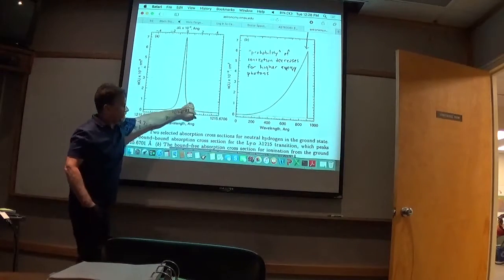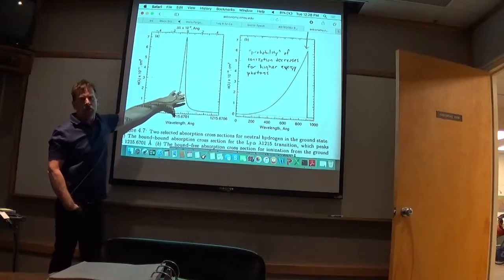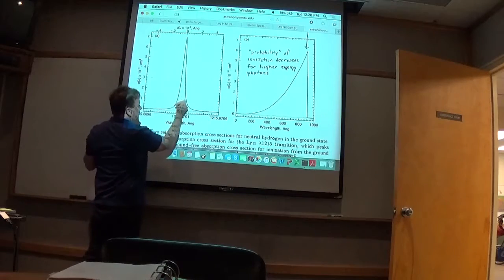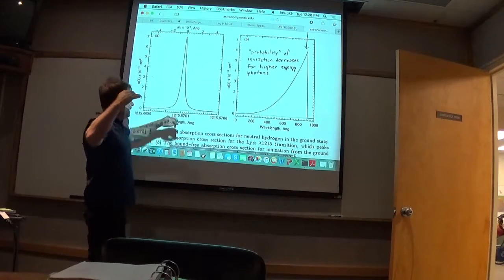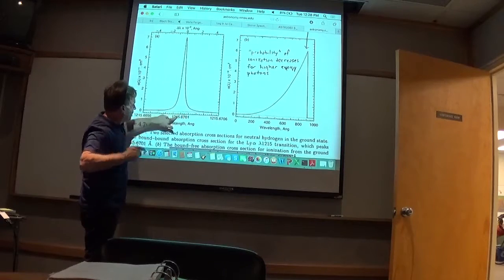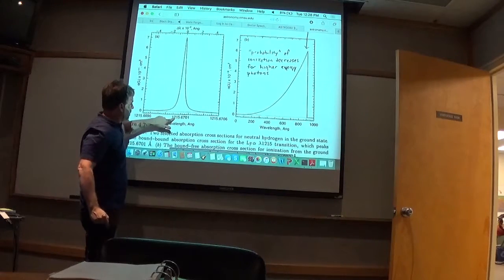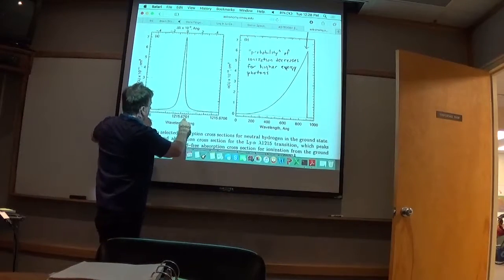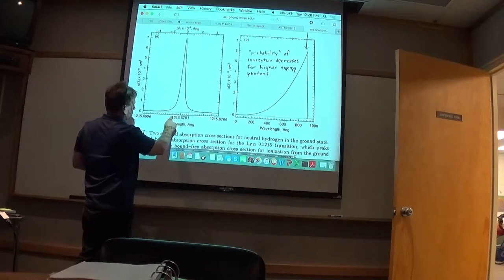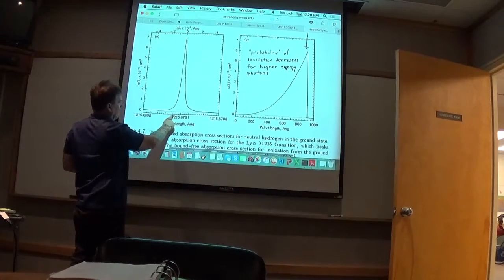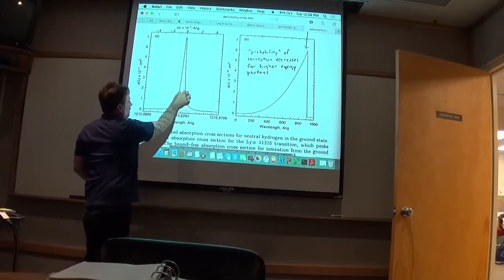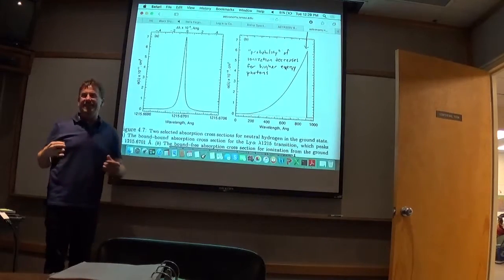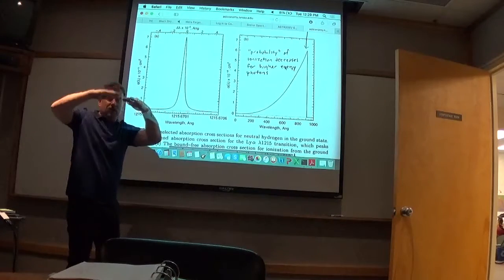We'll talk about it later, but the shape of this function is called a Lorentzian, if you haven't heard of that before. It's very peaked, and it shows that the absorption due to that transition only absorbs a very narrow range of photon frequencies or wavelengths. The width of this line is about 10 to the minus 3 or 10 to the minus 4 angstroms, 1/10,000th of an angstrom. A very narrow region of wavelengths.